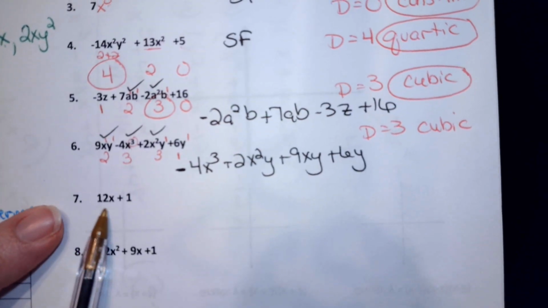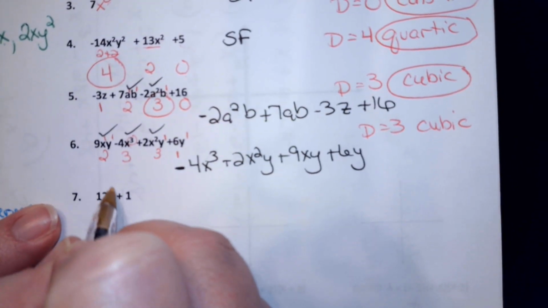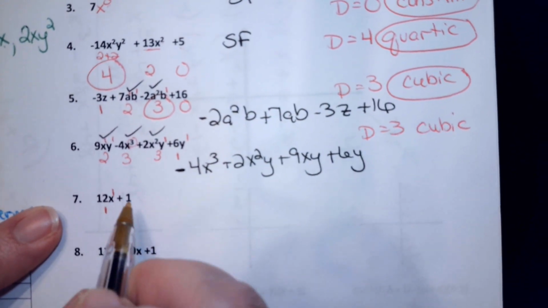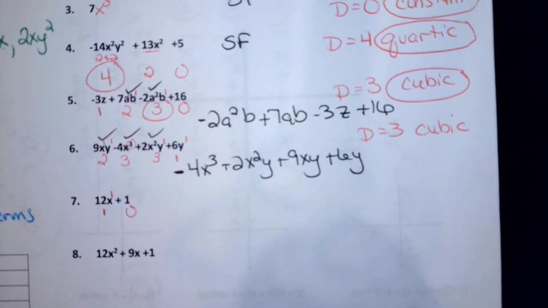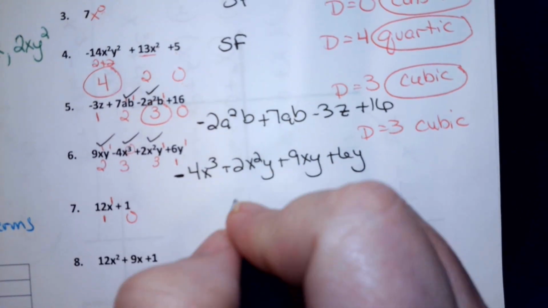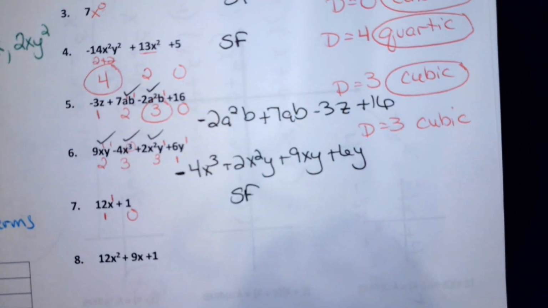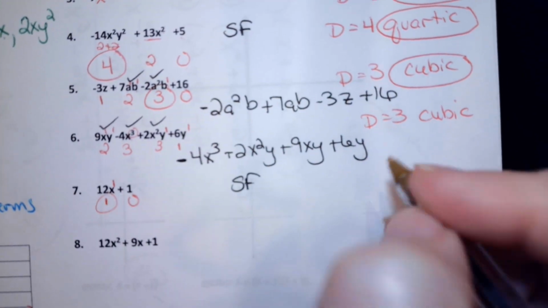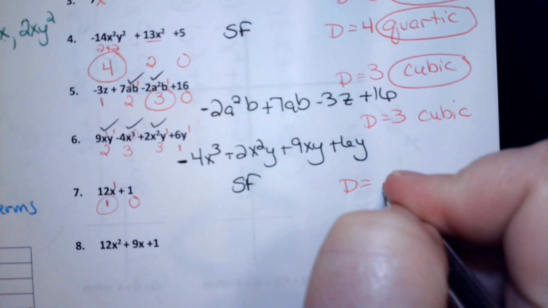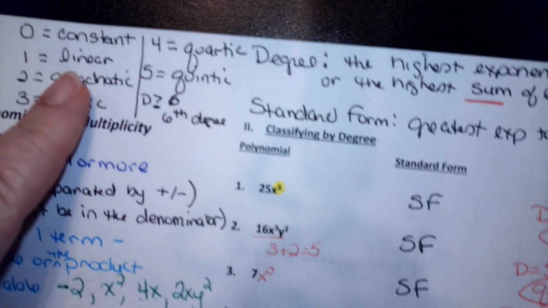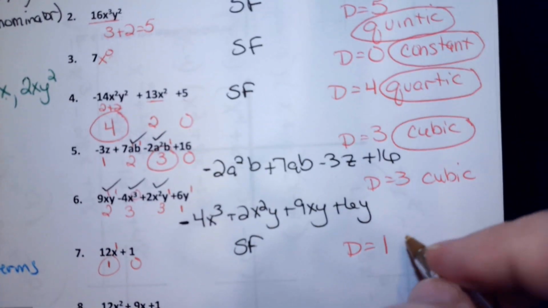All right, for number 7, we've got 12x plus 1. That x has a degree of 1. The 1 has a degree of 0. That's in standard form, so we don't have to worry about that. And our biggest degree is 1. The degree here is 1. And when a degree is 1, it makes it a linear function.